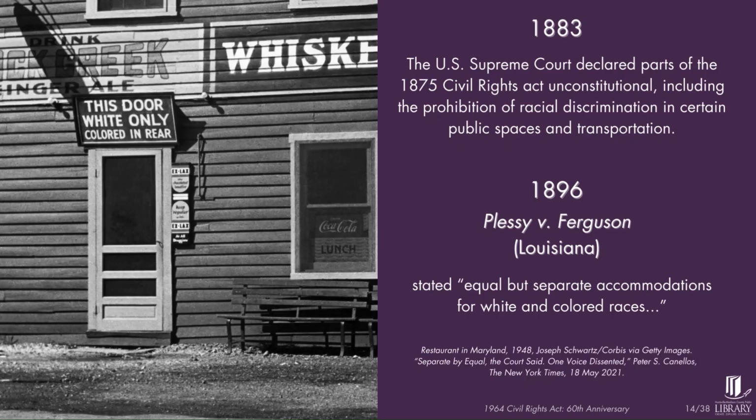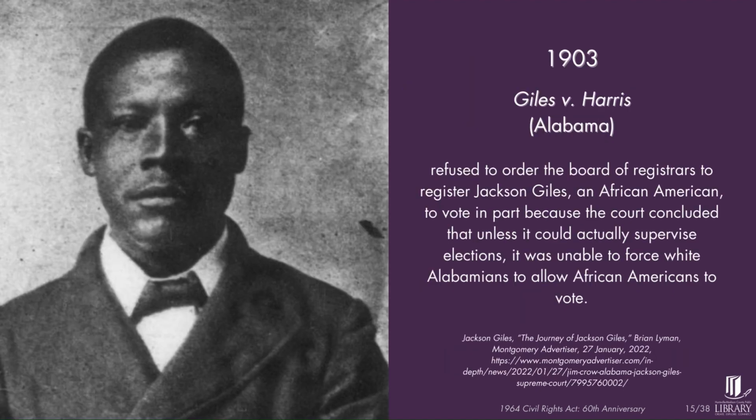In 1883, the Supreme Court declared parts of the 1875 Act unconstitutional, including the prohibition of discrimination in certain public spaces and transportation. This opened up the way for Plessy v. Ferguson, which stated separate was equal. In Giles v. Harris, the court concluded that unless it could actually supervise elections, it was unable to force white Alabamians to allow African Americans to vote.